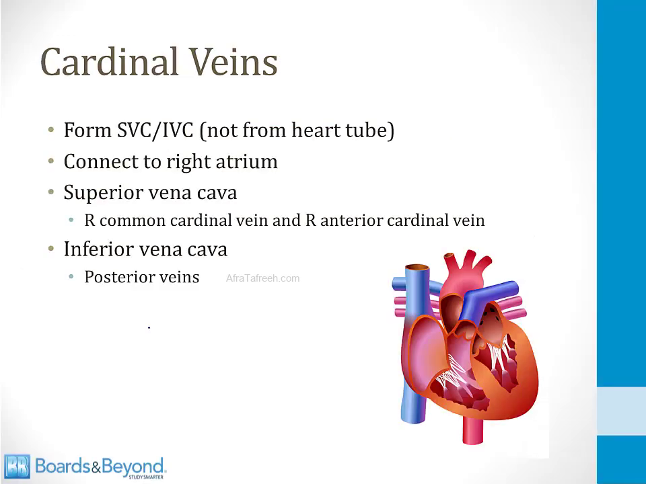And then finally, I'll mention structures in the embryo called the cardinal veins. These are the structures that form the SVC and the IVC. The vena cava do not come from the heart tube. The cardinal veins will eventually connect to the right atrium and form the SVC and IVC. The superior vena cava comes from the right common cardinal vein and the right anterior cardinal vein, and the inferior vena cava comes from posterior cardinal veins.